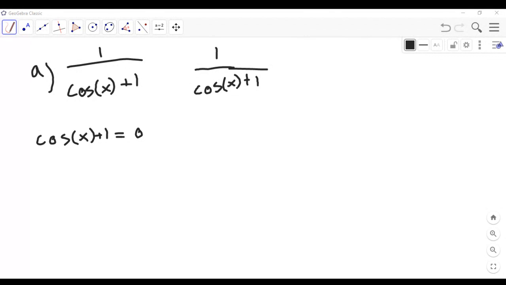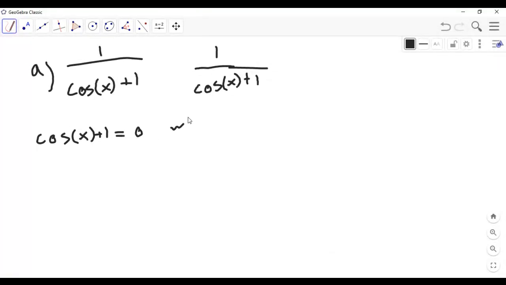At pi. All right, good job. So we're going to say when x is equal to pi. And of course, since cosine does repeat, we're actually going to have an infinite number of places where cosine of x plus 1 is equal to 0, right? Every 2 pi times. Every other time around the unit circle, we're going to hit that cosine of x being negative 1.